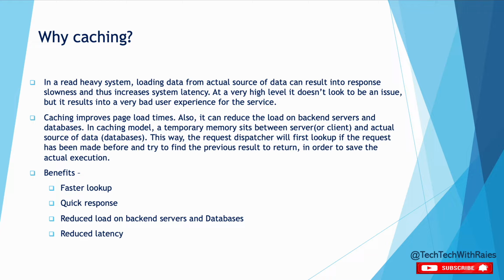In the caching model, a temporary memory sits between the server or client and the actual source of data, which is the database. This way, the request dispatcher will first look up if the request has been made before and try to find the previous result to return, in order to save the actual execution. This gives us a lot of benefits. Some of them are listed here: faster lookup, quick response, reduced load on the backend servers and databases, and reduced latency. Let us move on to the next slide.